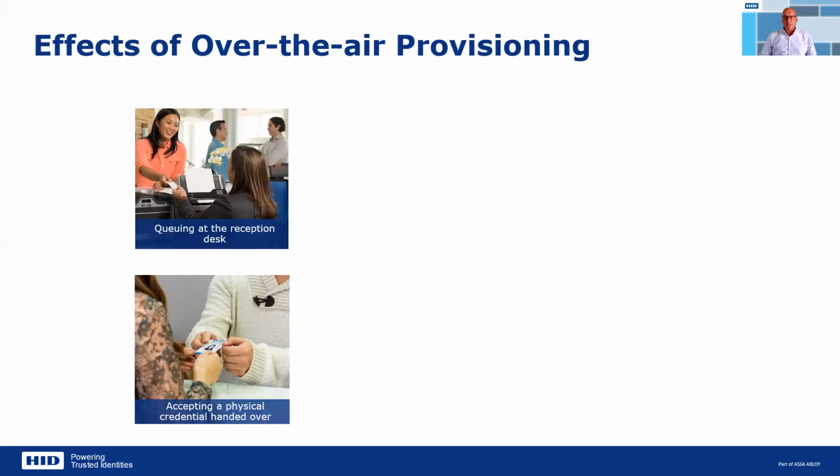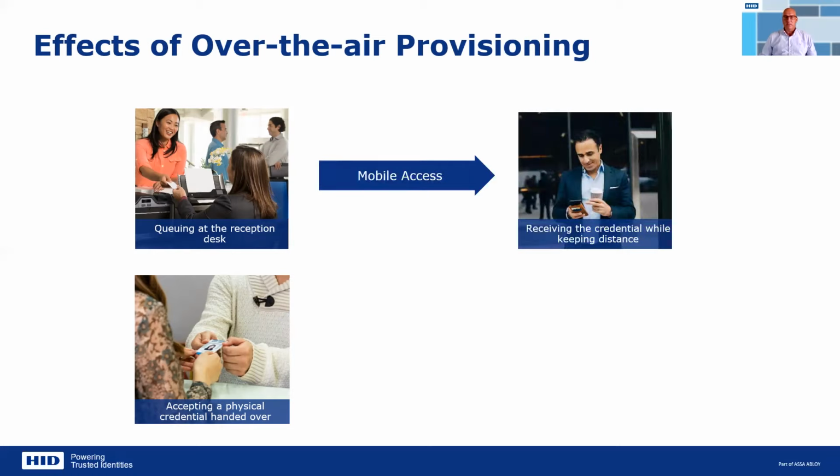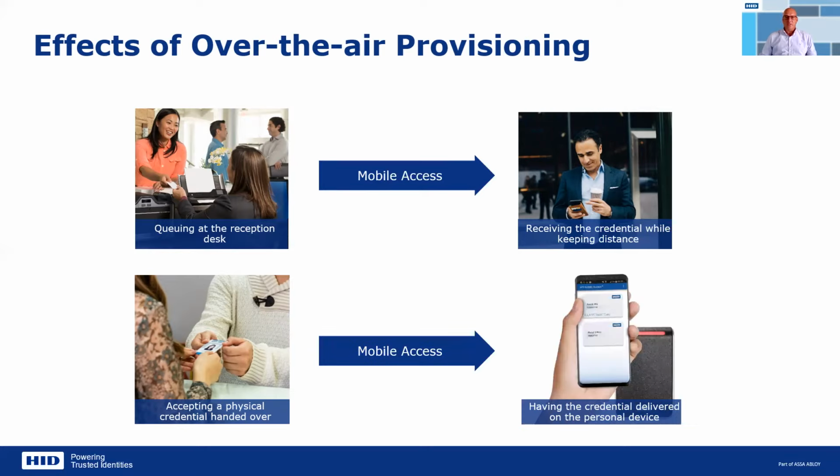The provisioning of the cards also will change a lot with the mobile access solutions. The queuing at the receptions to get a new card or to get a visitor card for access, or accepting the physical credential handed over, which might be even sort of risky in the today changed environment because of the pandemic. With mobile access solutions, everything is done remotely. So remotely, provision credential is delivered to your private phone while keeping distance, and you receive it on your phone, on your device, and you use your own phone, your device, to grant access.